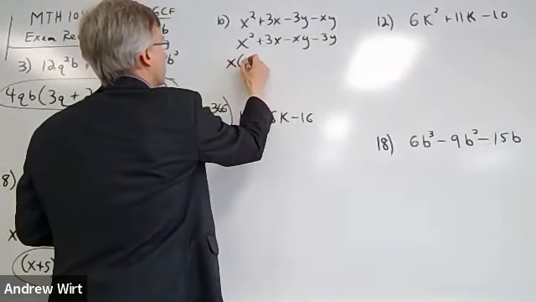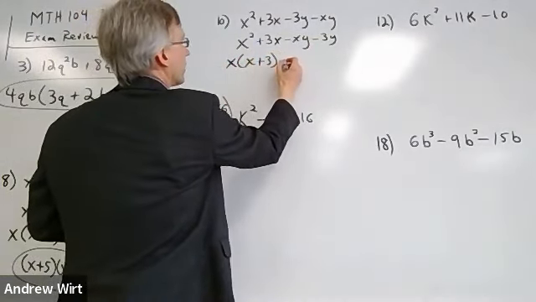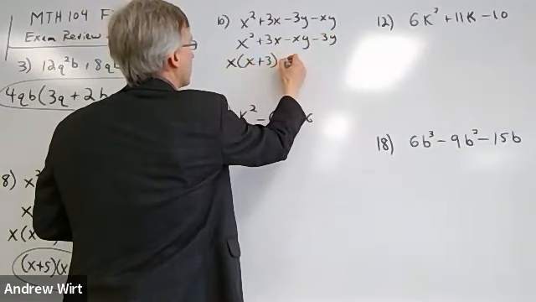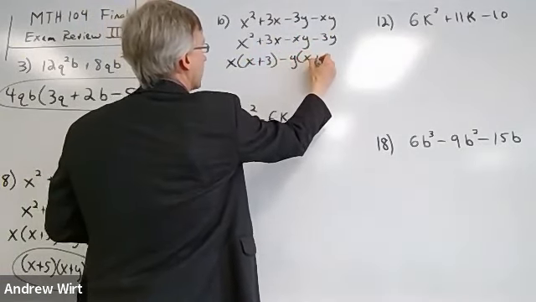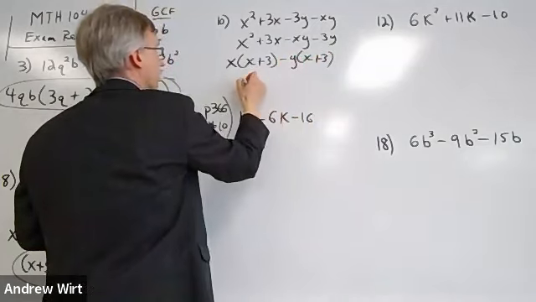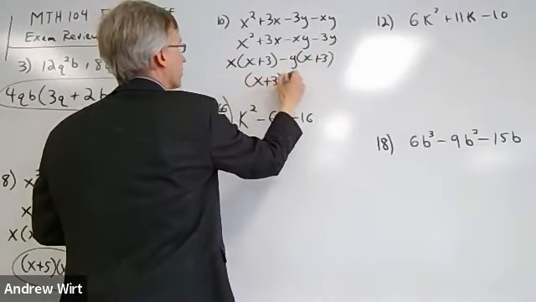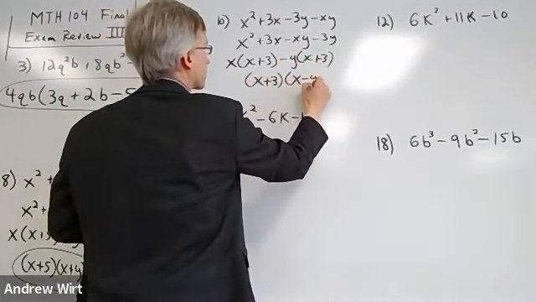Factor out an x here and get x plus 3. And here I'm going to factor out a negative y and get x plus 3. There's our matching binomials. Factor those out, x plus 3, x minus y.